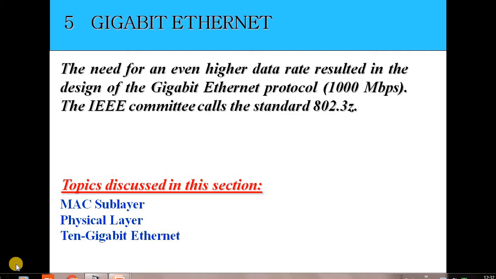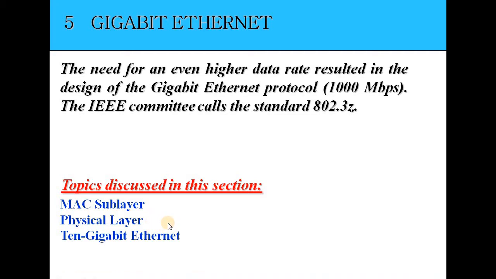Gigabit Ethernet can be summarized in this way. First, it can send 1 Gbps of data, and it is compatible with standard and Fast Ethernet, and it uses the same 48-bit addressing mode and the same frame format. Here you are going to study two layers: first the MAC layer and second the physical layer. And one more type of Gigabit Ethernet is 10 Gigabit Ethernet, which is 10 times faster than the existing Gigabit Ethernet.